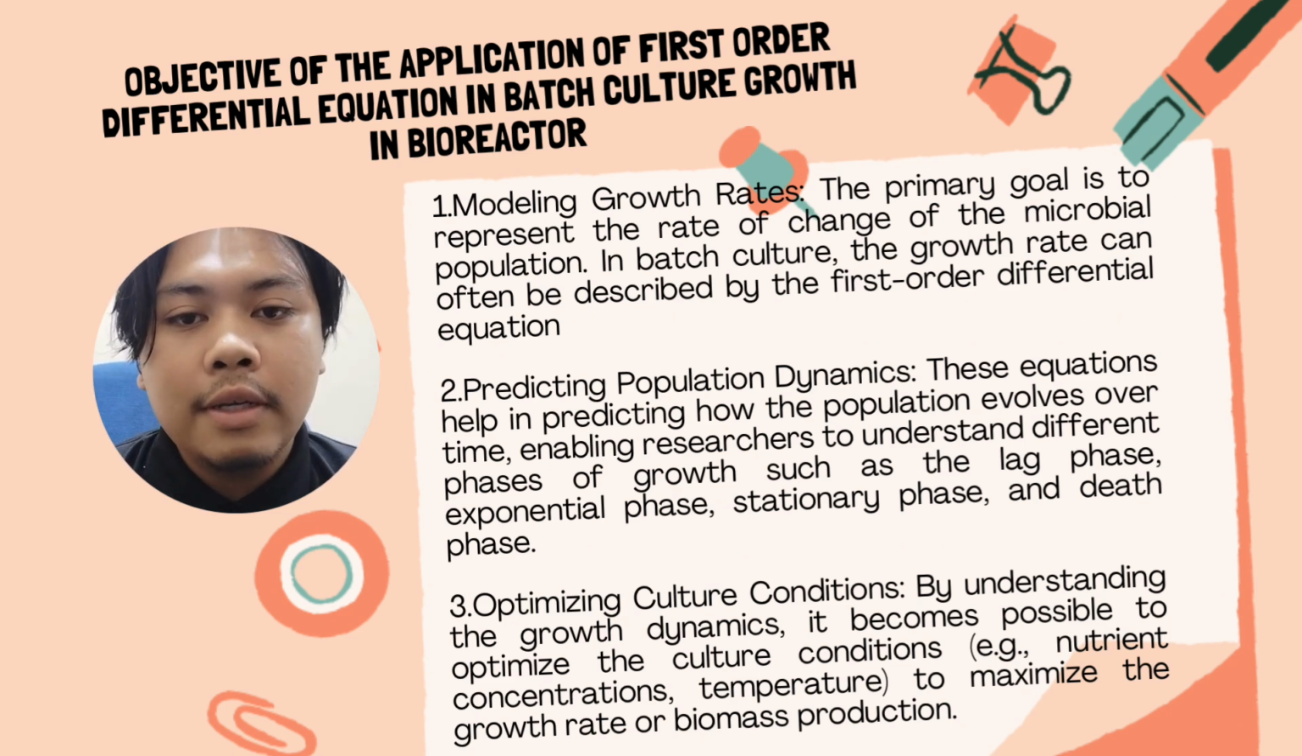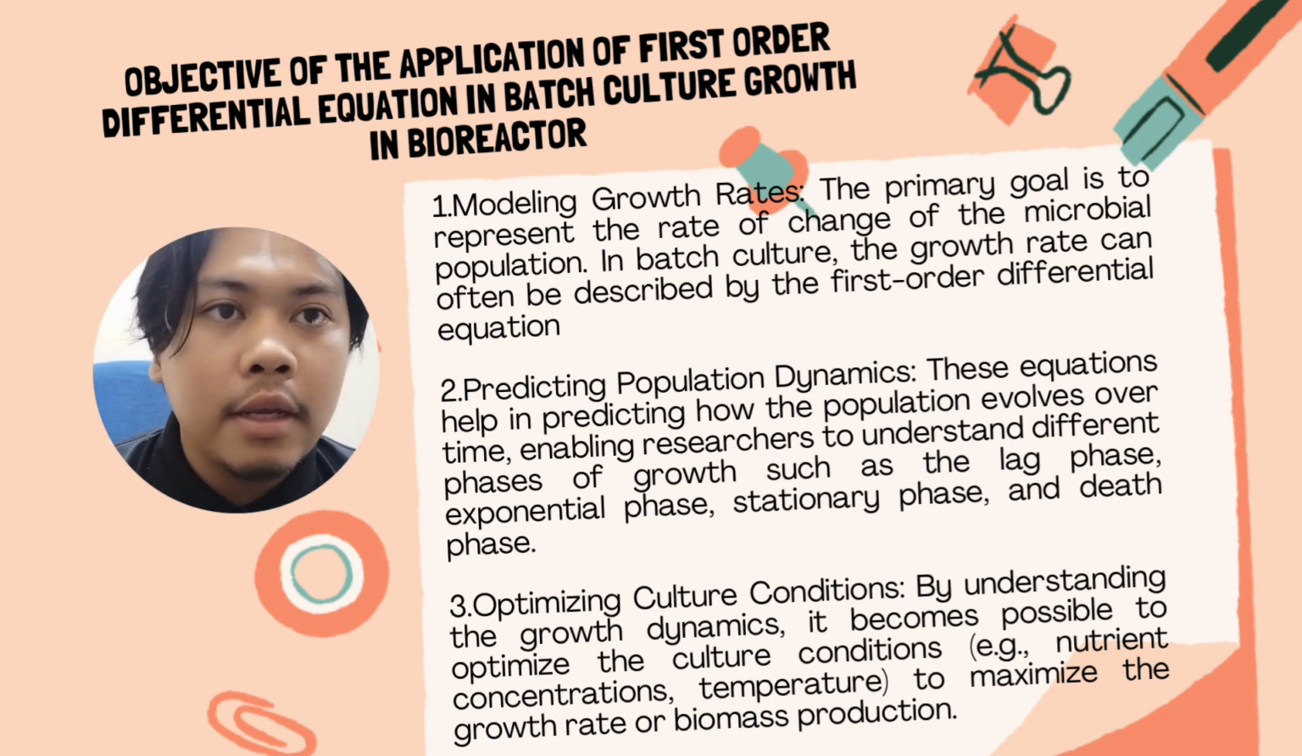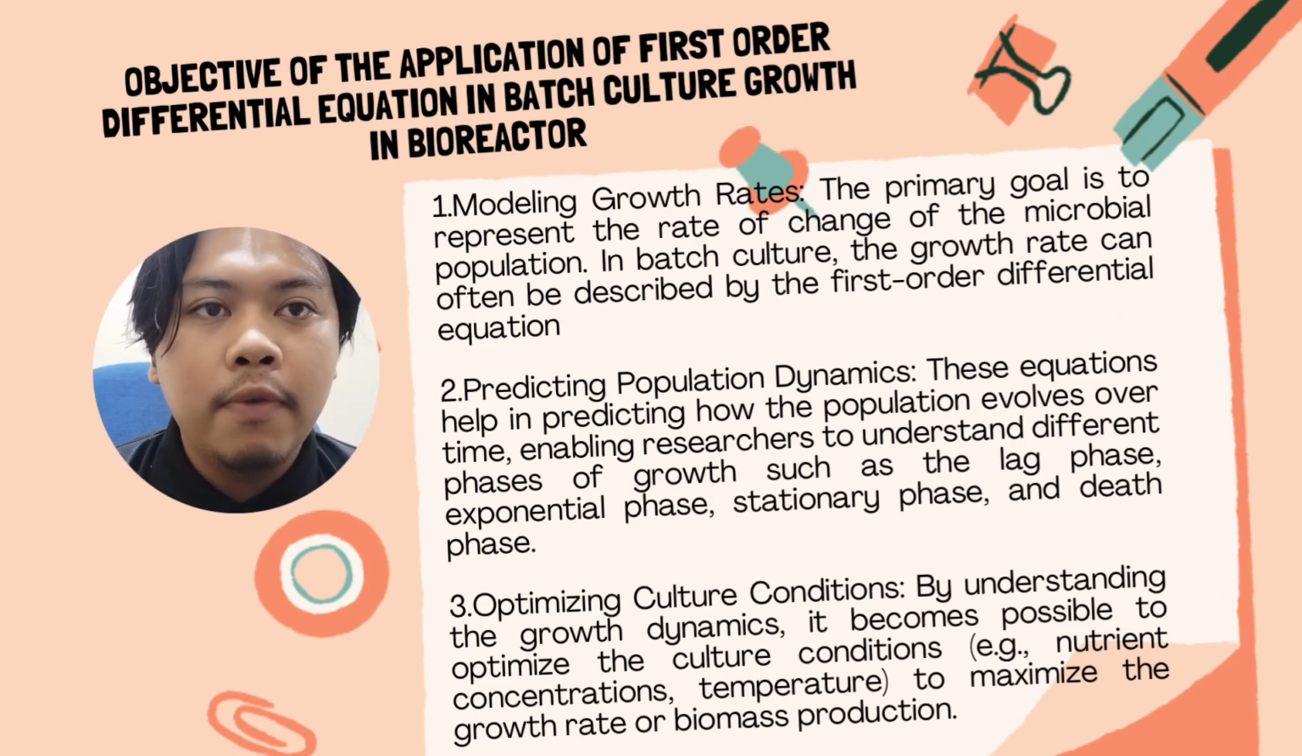The second one is predicting population dynamics. These equations help in predicting how the population evolves over time, enabling researchers to understand different phases of growth, such as the lag phase, exponential phase, stationary phase, and death phase.